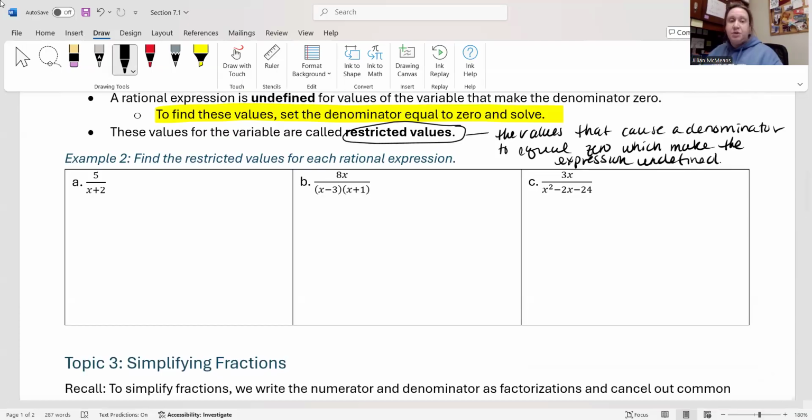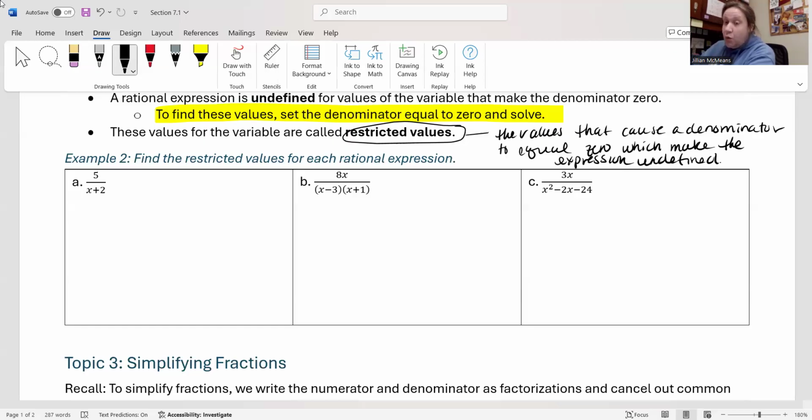So let's look at example 2. It says, find the restricted value for each rational expression. The restricted values, again, are the values that make the denominator equal to 0. When I look at part A, I have 5 over x plus 2. What value for x would I plug in there that would cause that denominator to be 0? You can glance at this one and see that x equals -2 would be bad. If I plugged -2 into this denominator, I would get -2 plus 2, which is equal to 0. Having a denominator equal to 0 makes the whole expression undefined.